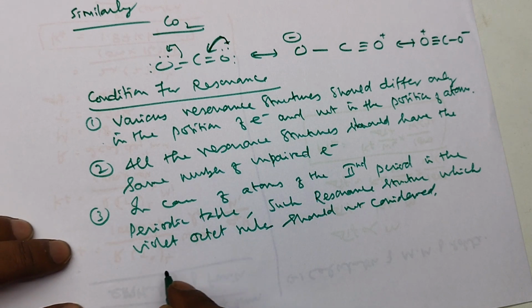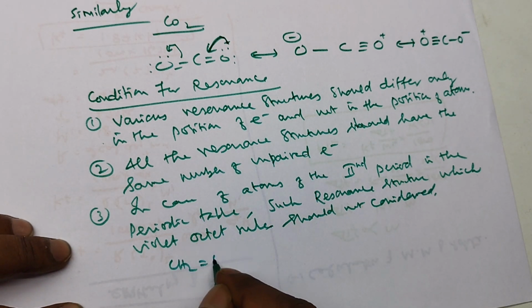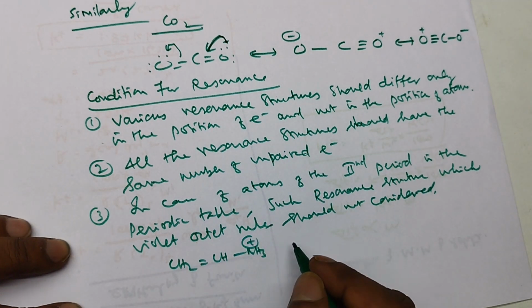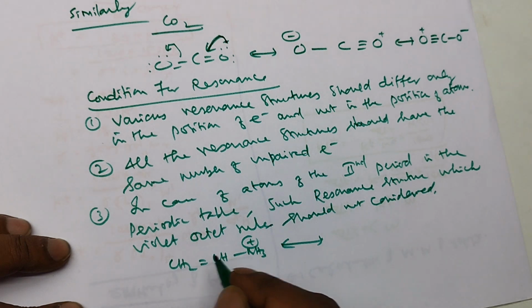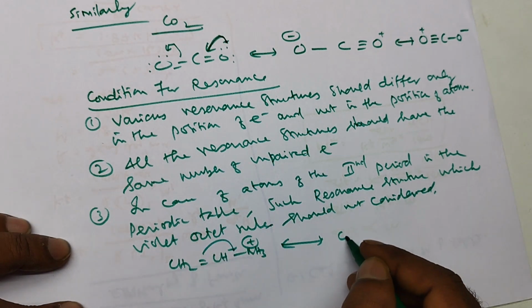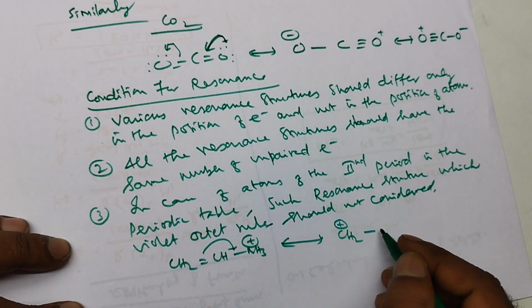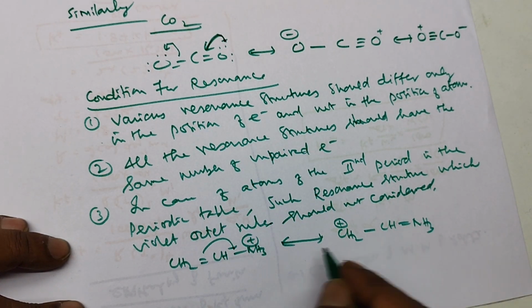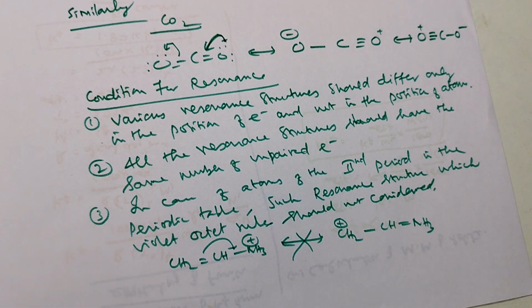You can take an example of CH2=CH-NH3+. You shift this electron to this one. So CH2+ single bond CH double bond NH3. Is it possible? It is not possible. This is because the nitrogen atom is present in the second period in the periodic table. That is why these two are not resonance structures. These structures 1 and 2 are not resonance structures.